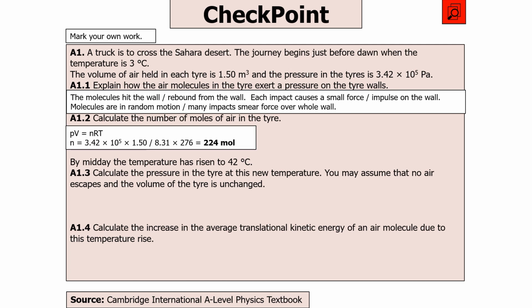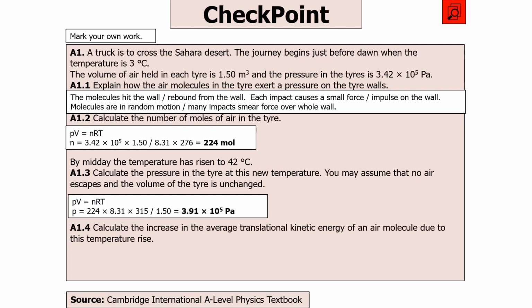Now the number of moles, we can say, well, ideal gas equation, PV equals nRT, so n equals PV over RT. Again, remember, temperature should be in Kelvin, not in degrees Celsius, so we get 224 moles. Again, we can use PV equals nRT, so P equals nRT over V. Pop in all the values. T is in Kelvin, not in degrees Celsius, so it's 3.91 times 10^5 pascals.